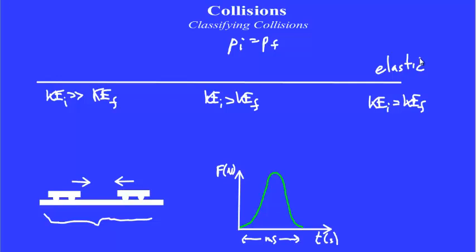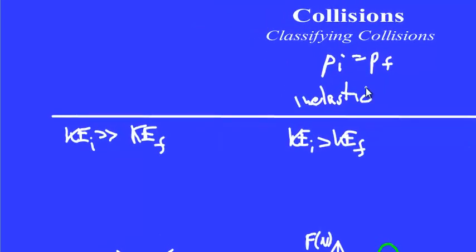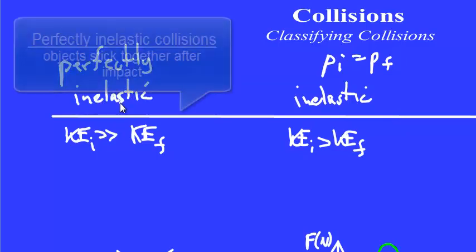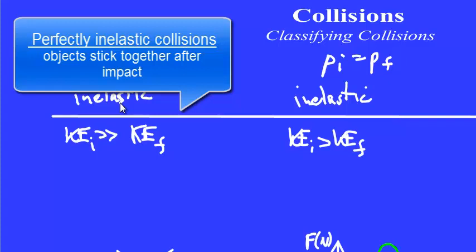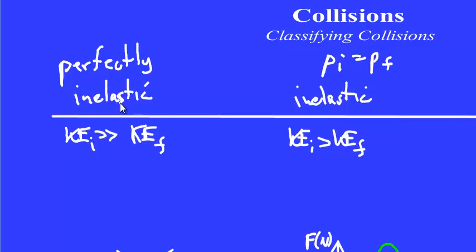You're going to see most collisions in the universe fall in this broad middle category where kinetic energy is not conserved. We call those inelastic collisions. And then there's a class of inelastic collisions where the objects actually stick together after the collision. Those would be called perfectly inelastic. There's no clear way, in terms of the value of kinetic energy, to determine perfectly inelastic from inelastic. In other words, perfectly inelastic collisions don't always have a lot less kinetic energy at the end. But on the spectrum, it's meaningful to put it this way.